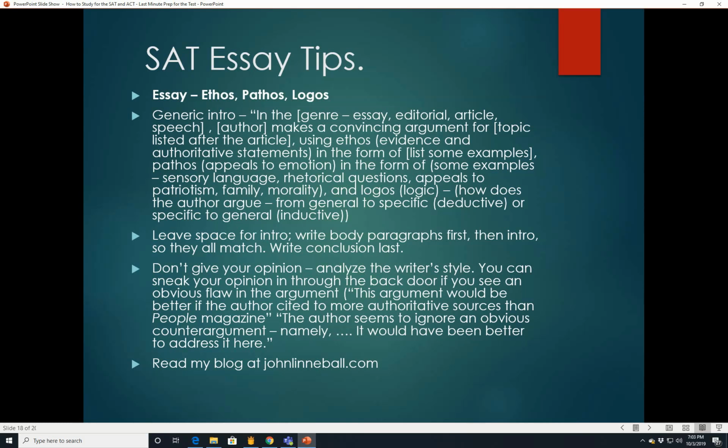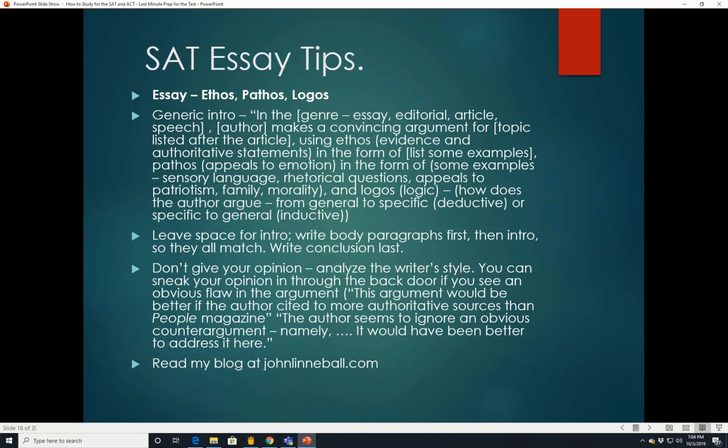The essay is always going to deal with ethos, pathos, and logos. If you went to high school in the Bay Area, you probably know what those things are. If you did not, or you're like a minority of my students, you don't know what those things mean. Ethos just means authoritative opinion, facts. Pathos means appeals to emotion, rhetoric, good writing. Logos means logic.